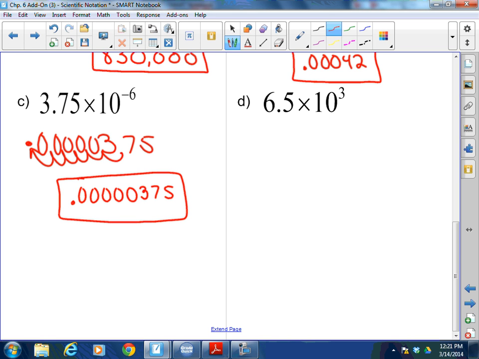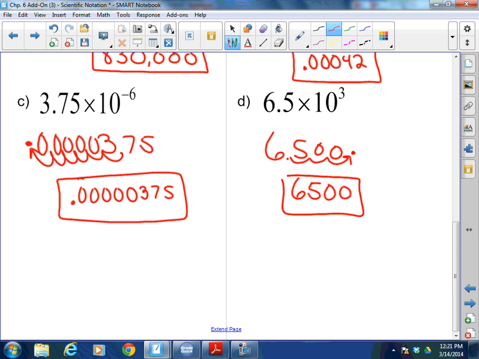6.5 times 10 to the 3. Right or left? 1, 2, 3 to the right. Put my arrow so you know where your decimal went. Fill in the gaps. Clean it up so it's nice, neat, organized, and clear. Mickey Mouse, right, guys? Okay, now, don't stress.